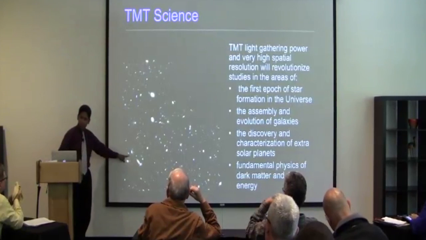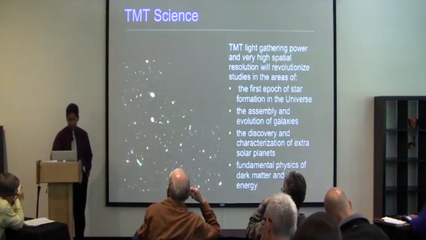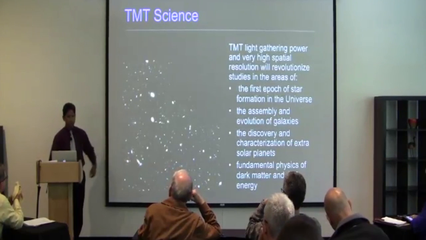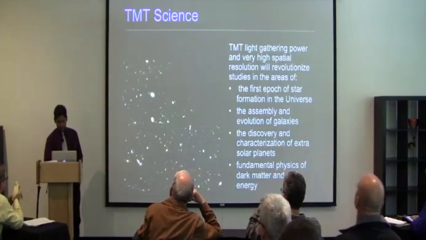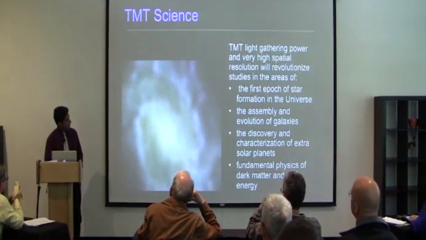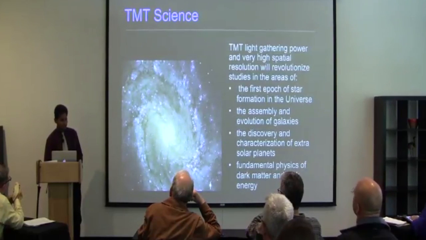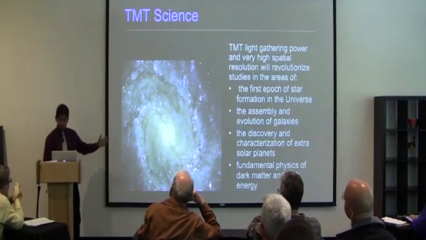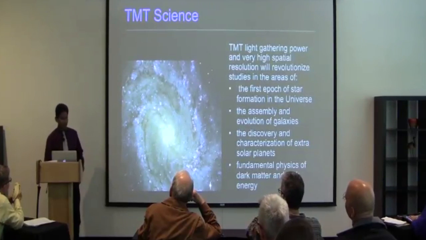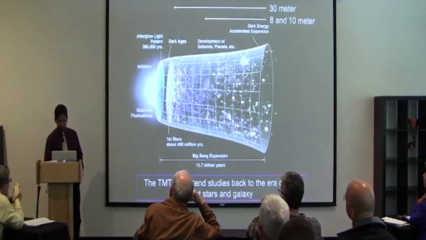You may notice this circle over here highlighting a particular galaxy. This image was taken with the Hubble Space Telescope. This is what TMT will let you do to that galaxy. All right. This is a simulated image, naturally. We don't have TMT in hand yet, but this is the level of increase in spatial detail that TMT will give us.